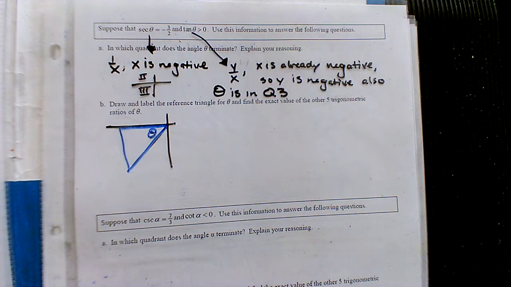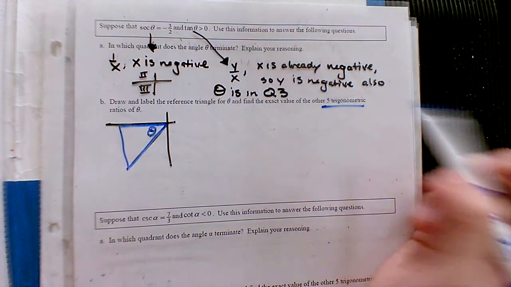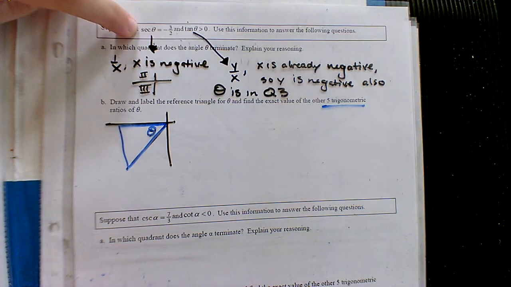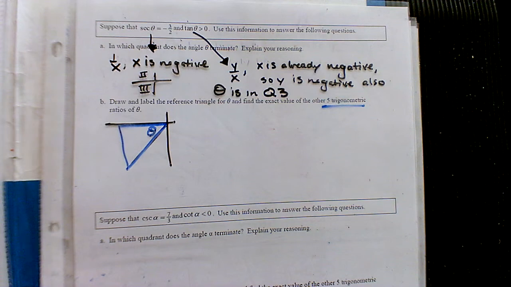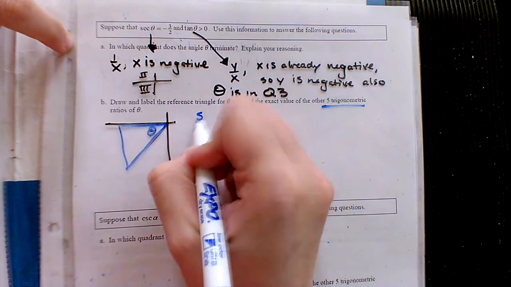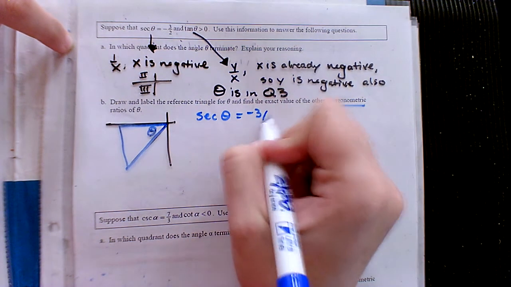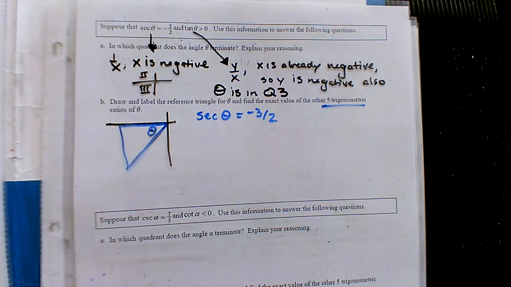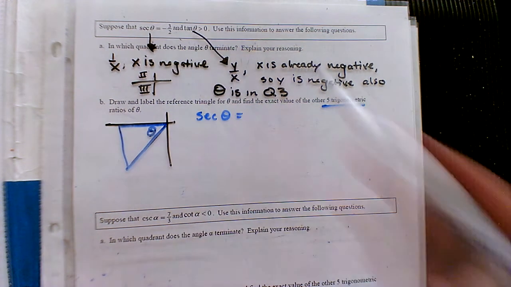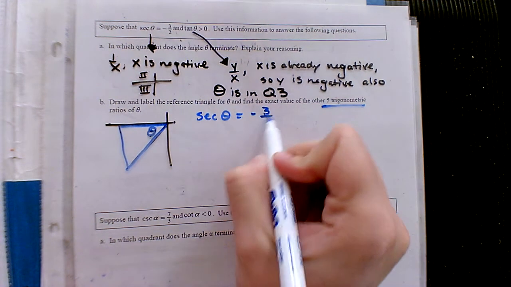And we should be able to figure out the other 5 trig ratios. And we already know what the secant is, so we can utilize that to help us find the other ones. So the question is, if secant is -3/2, what side can we label as -3, and what side can we label as 2? Or maybe I'll do this. We'll do the negative out front.